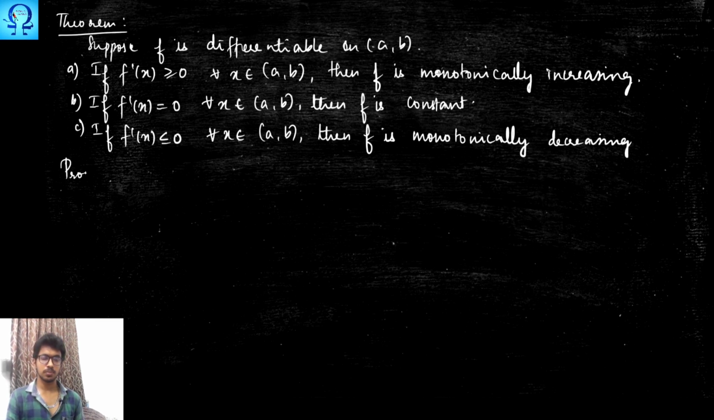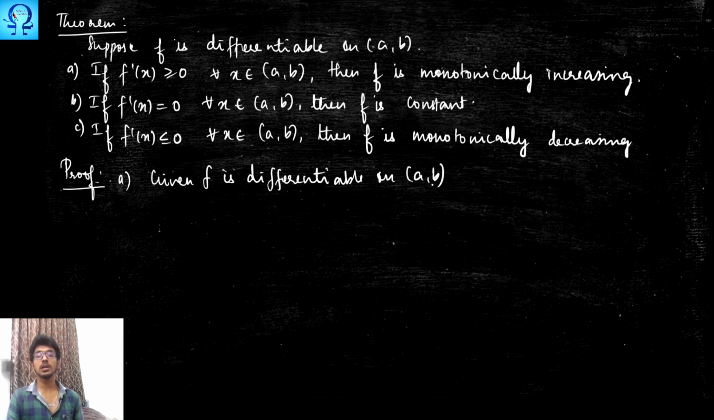Okay, let us start the proof. Given the function is differentiable on the interval AB, which means in all the points of this interval the function is differentiable. So that is what they mean. Now we will take 2 points in AB with x1 smaller than x2.